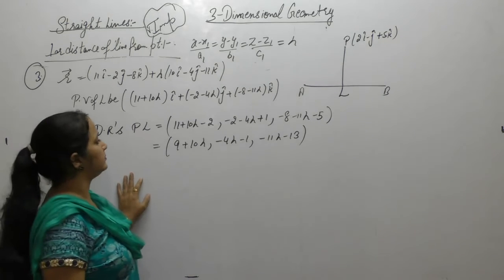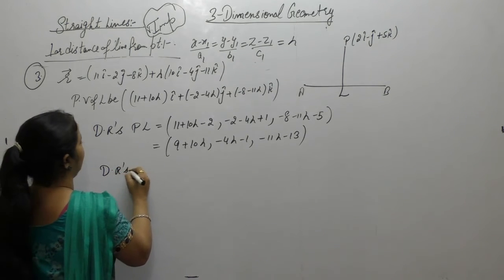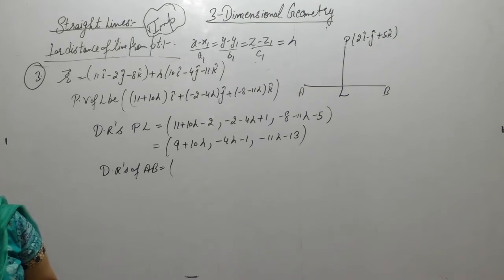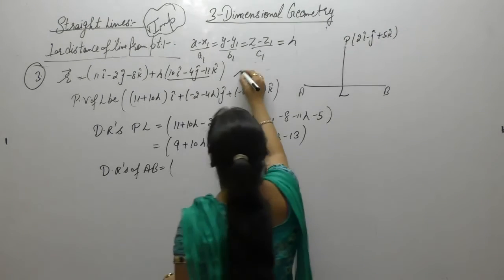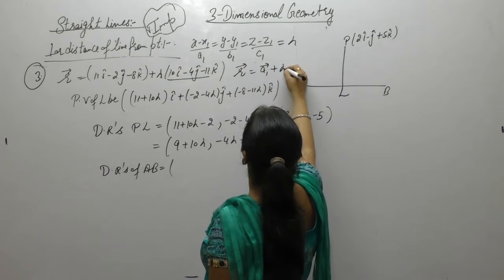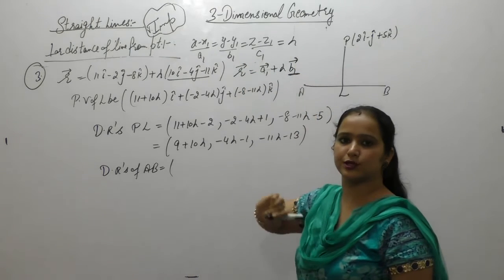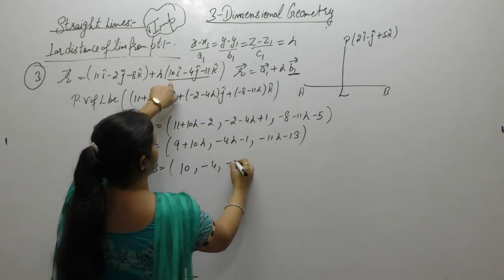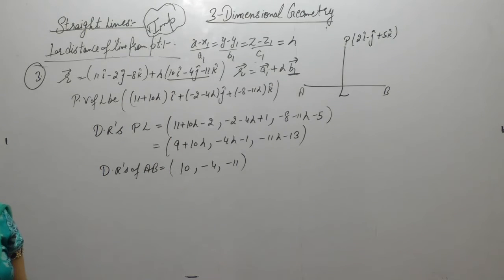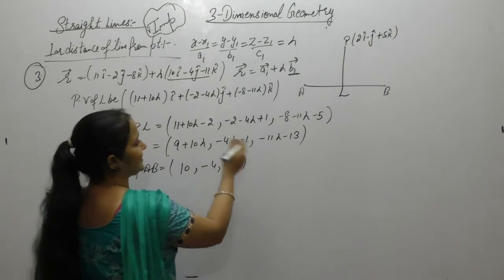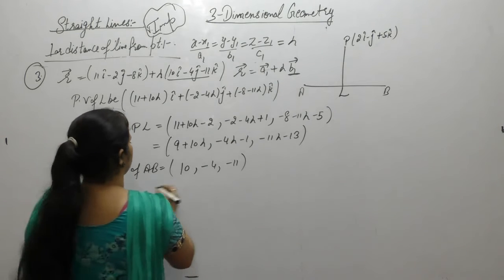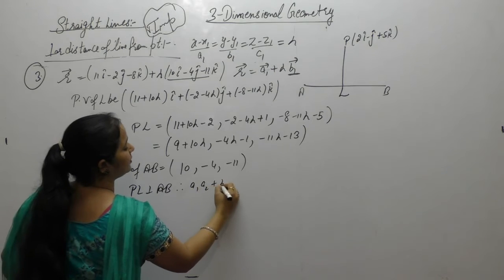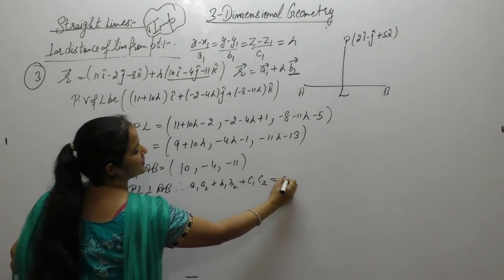Now the direction ratios of AB. The direction ratios of line AB, that is vector r equals A1 vector plus lambda B1 vector. These are the direction ratios in vector form. So the direction ratios of AB are 10, minus 4, minus 11. We can write it in i, j and k components also. Now PL is perpendicular to AB. Therefore A1 A2 plus B1 B2 plus C1 C2 equals 0.